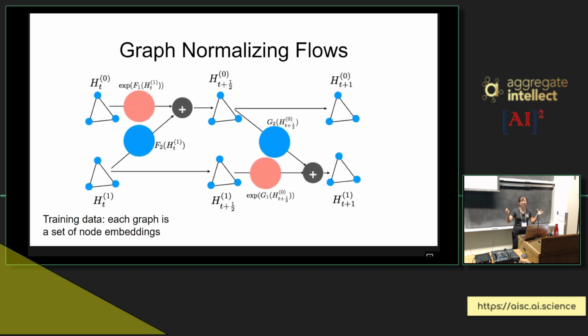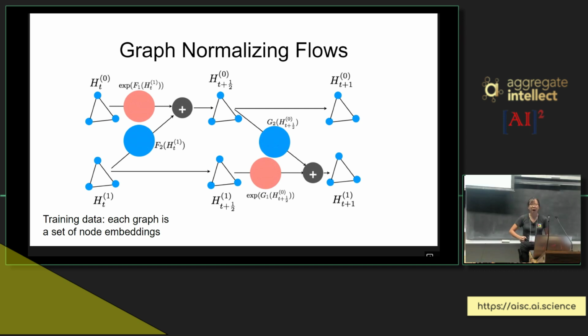Basically, we combine these two big ideas in our paper, which is on graph normalizing flows. I told you before that we have these flows that can take data and transform them to Gaussians. So now what we're going to do is take sets of node embeddings and transform those sets such that they look like they were random draws from a multivariate Gaussian.